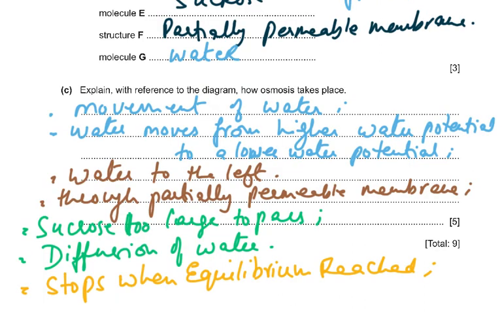So how would you word it? Movement of water. Water moves from higher water potential to lower water potential. Water moves to the left through the partially permeable membrane. Sucrose is too large to pass. Diffusion of water, and it stops when equilibrium is reached. So you see there were quite a few mark scheme points. There were about 7 mark scheme points, and you have to give me any 5 of these.